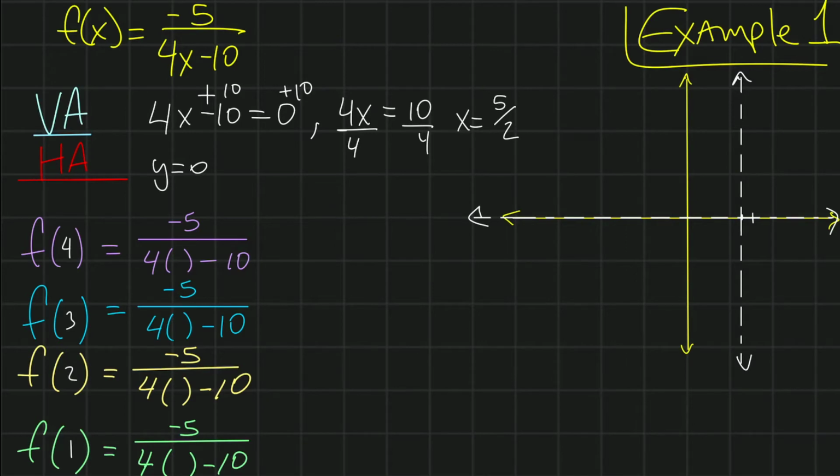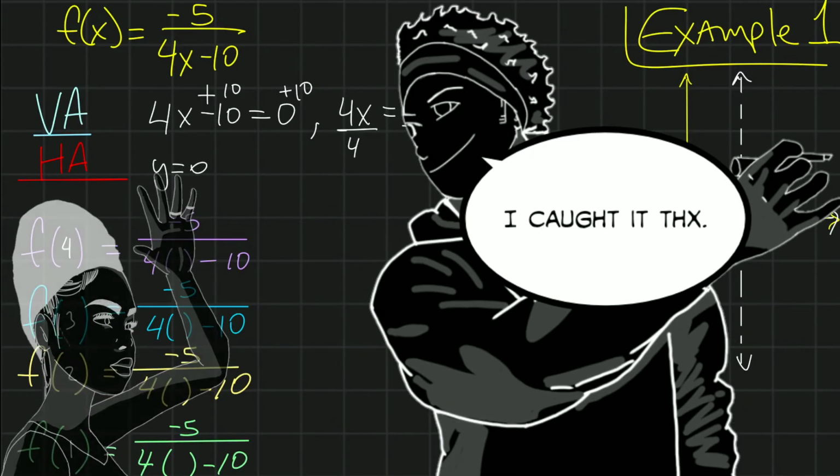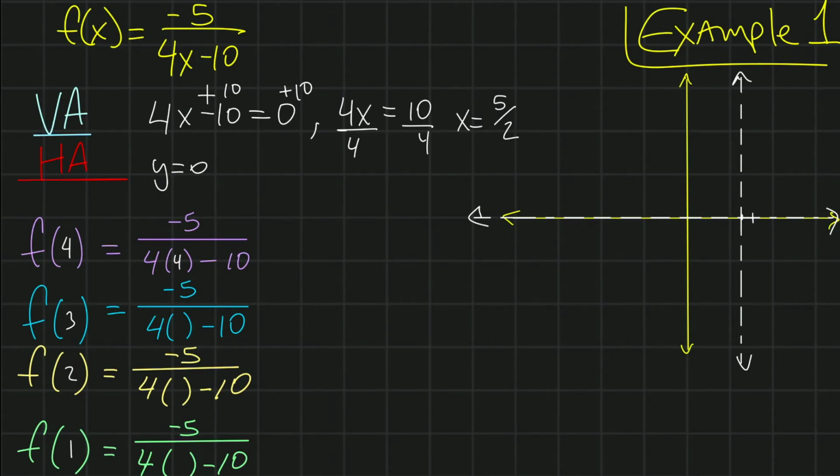So if I plug in x is equal to 4, that means I'm going to substitute all of the x's for 4's, which will give me -5, and then we have 16 minus 10. 16 minus 10 is equal to 6. And that would be -5 over 6. So our first point would be at x is equal to 4, comma, -5 over 6.